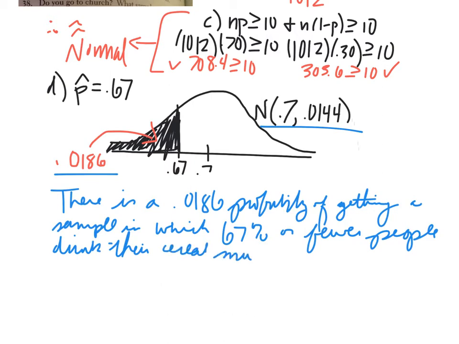So you know what? 67% doesn't seem like that far away from 70%, but our sample size is so big here that our standard deviation is pretty small, which means that 67% actually is kind of far away. That's only like a 1.9% probability of getting a sample with a proportion of 67% or less, which means that that's actually really unlikely. So because this is such a small probability, it's unlikely that it could have happened by chance, and that means that there is convincing evidence against the claim.